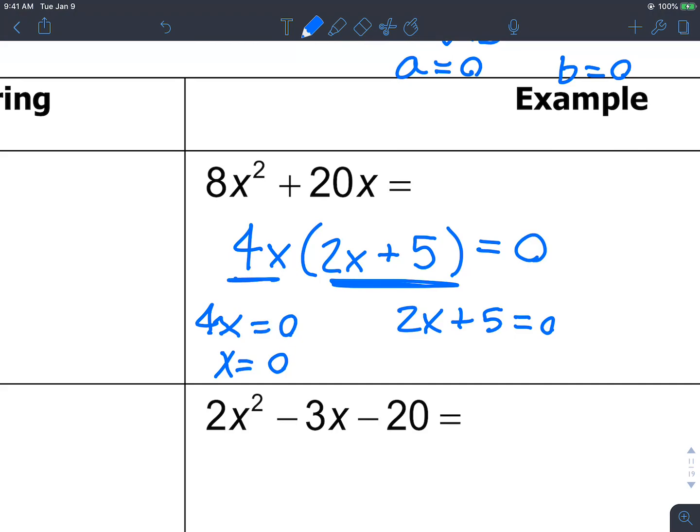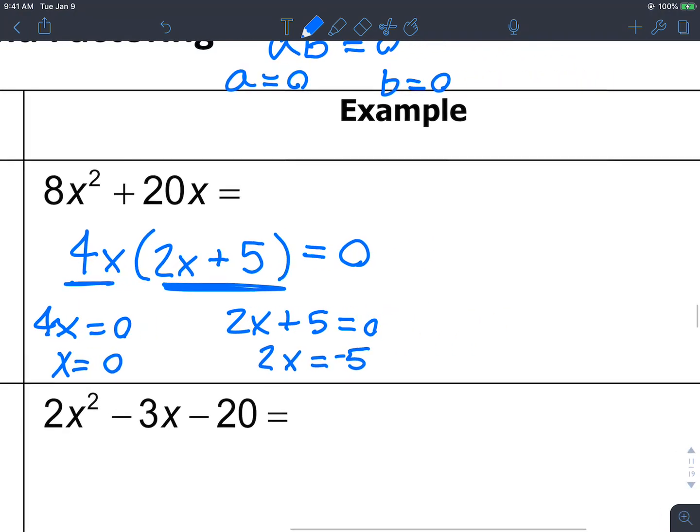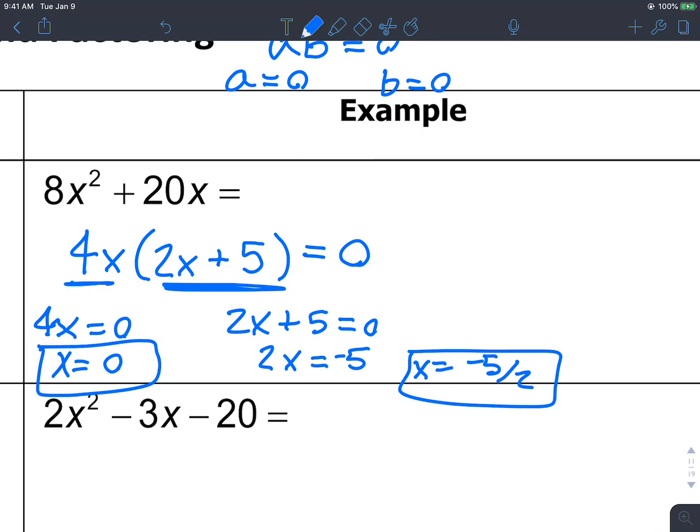Here you get x is 0. Here you're going to subtract 5, and then divide by 2. That's negative 5 over 2. And those are your two answers.